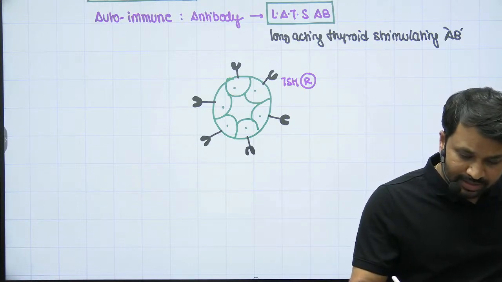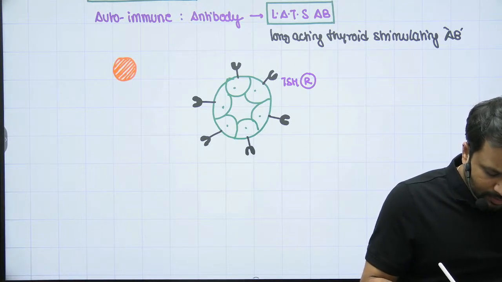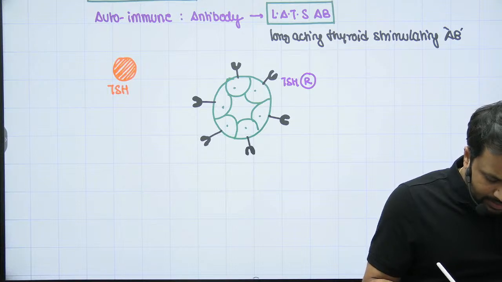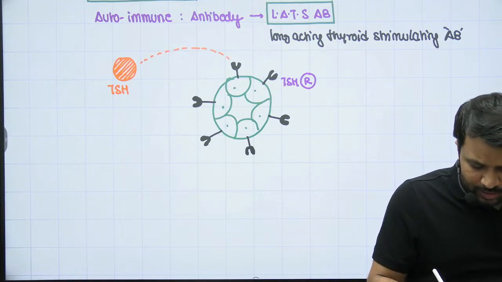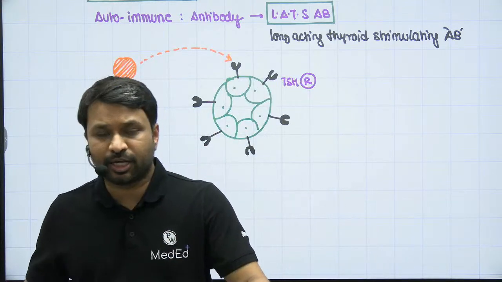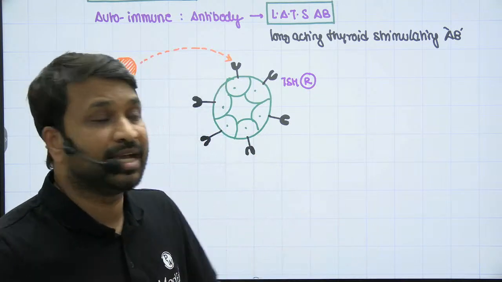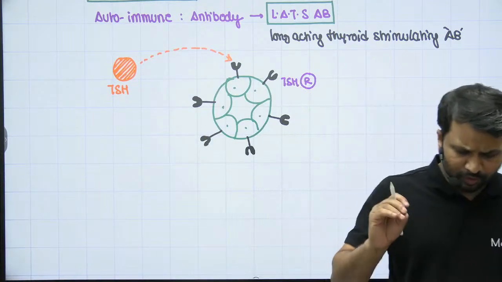Now let's say this is the TSH hormone that is produced here. Usually the TSH hormone will go and bind to the TSH receptor. When it binds to the TSH receptor, it is going to activate the thyroid follicles and those follicles will release T3, T4. That is the basic objective that is being followed here.